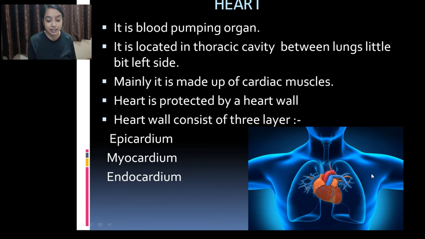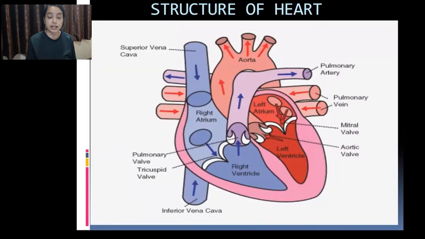You can see it here in the diagrams or the images. Mainly it is made up of cardiac muscles. That's why we call the surgeon or doctor of the heart a cardiologist. The heart is protected by a heart valve. The heart wall consists of three layers: epicardium, myocardium and endocardium. Epicardium is the outer layer, myocardium is the middle layer and endocardium is the inner layer. These are the protective layers.